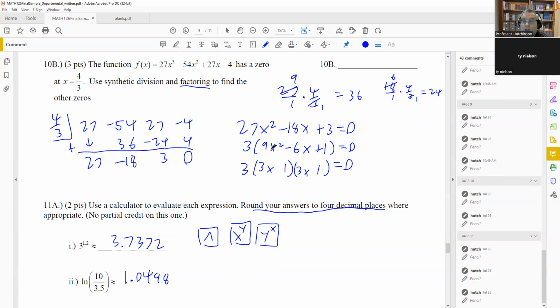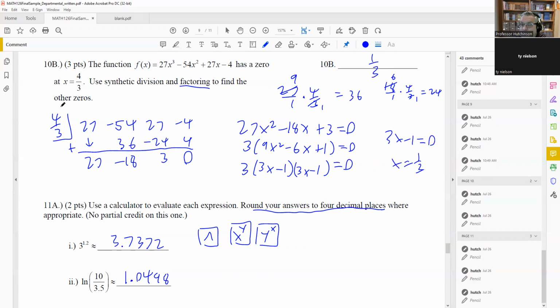3 and 3 are going to work. If you make both of these negative, 3x minus 1 times 3x minus 1 gives you the minus 6x, and then plus 1 when you multiply those. We're going to set that equal to 0. Now, of course, you can't set 3 equal to 0, so that's not going to give you a solution. But if you do 3x minus 1 equals 0, then you're going to get 1/3. In fact, that's the only number that you're going to put here.